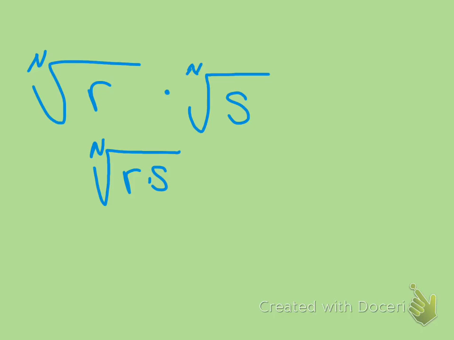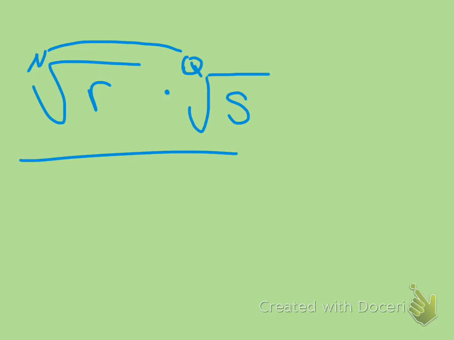Now, if for some reason this right here was not the same index, if this was a Q, I'm just making that up, this would not be able to be multiplied and we'd just stop. If these two are not the same, we can't put them together. This would be the most simplified it could be.